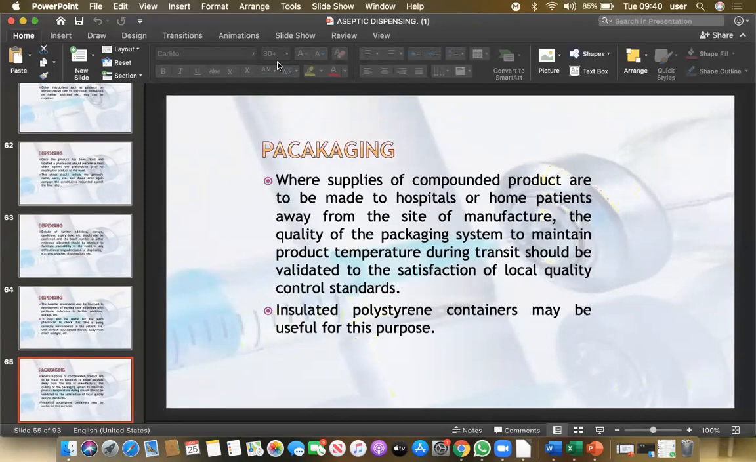Packaging: where supplies of compounded products are to be made to hospitals or home patients away from the site of manufacture, the quality of the packaging system to maintain product temperature during transit should be validated to the satisfaction of local quality control standards. Insulated polystyrene containers may be useful for this purpose.